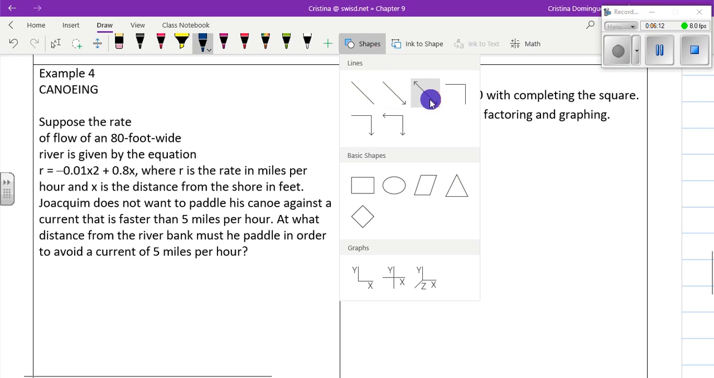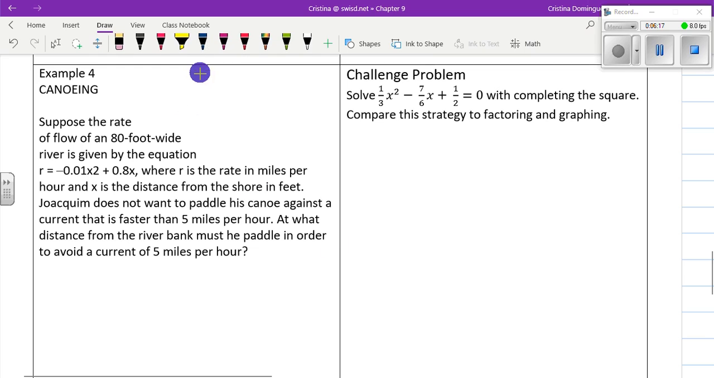What I'm going to do, I think I'll do it something like this. Let's see if this will work. Okay, that works for me. So the r, which is typically where y is, that's our y axis, is the speed. It's the rate in miles per hour. So this is our rate of speed. And then here, x is the distance in feet.